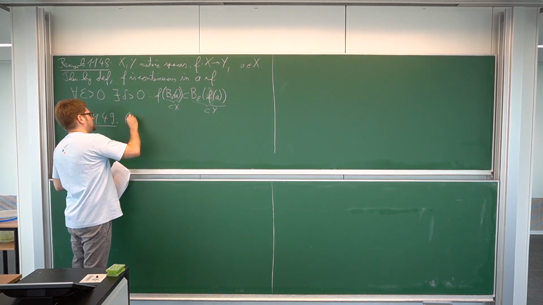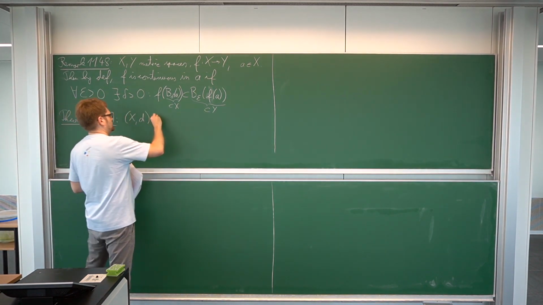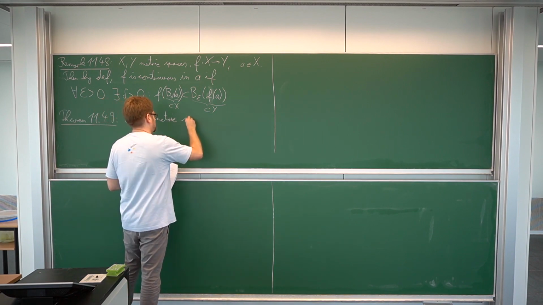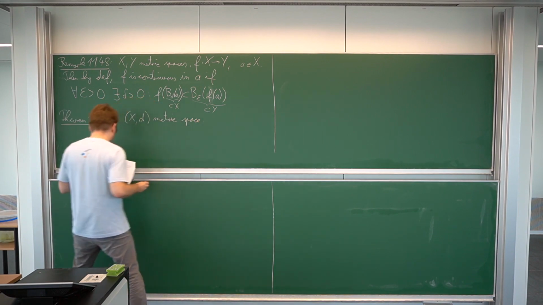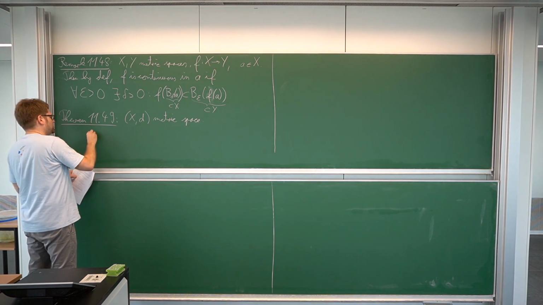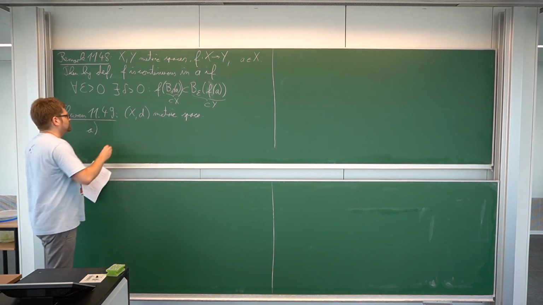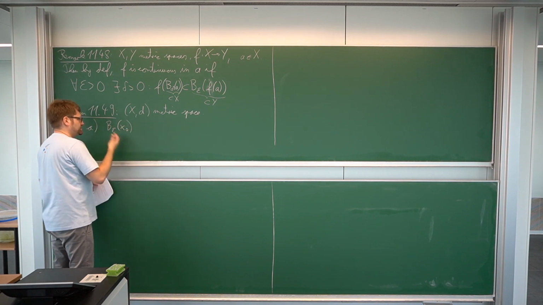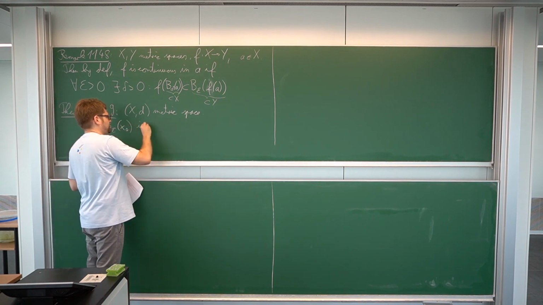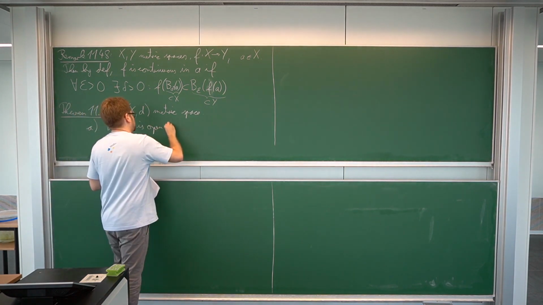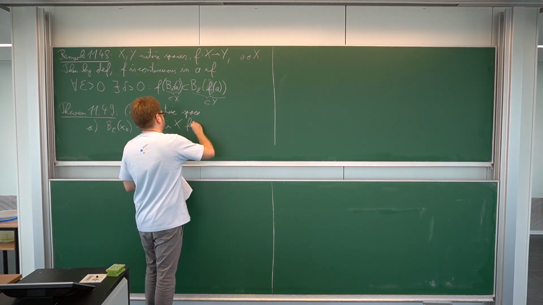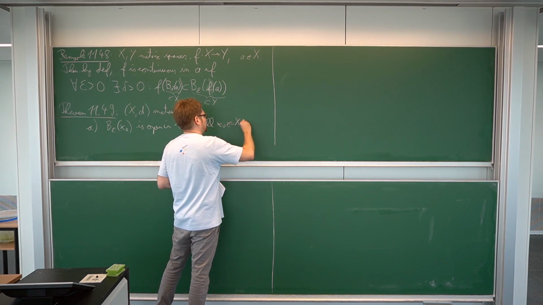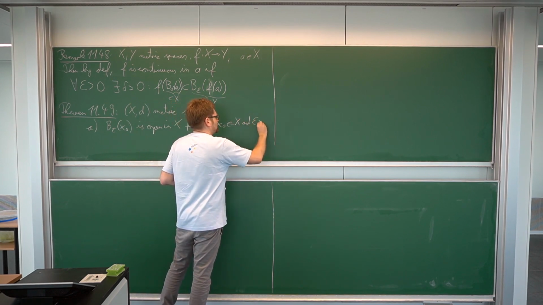Okay, assume we have some metric space (X, d), a metric space. First of all, open balls are open. This sounds weird, but B_epsilon(x0), if we just take this as a set, is an open set in X for all x0 in X and epsilon bigger than 0.